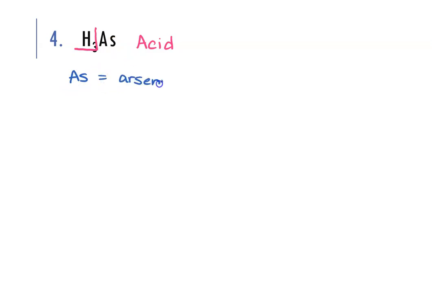So AS is just arsenic here. All right, so there's no oxygens. So that means I'm going to use my hydro-ic naming. So I'm going to do hydro in front of this. And at the back, I change the ending to IC, but arsenic already ends in IC, so I don't have to do anything special here.